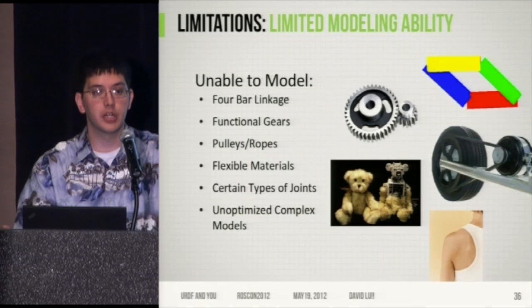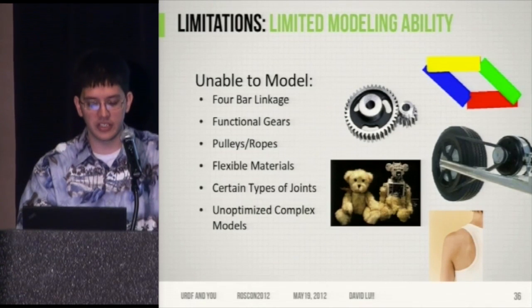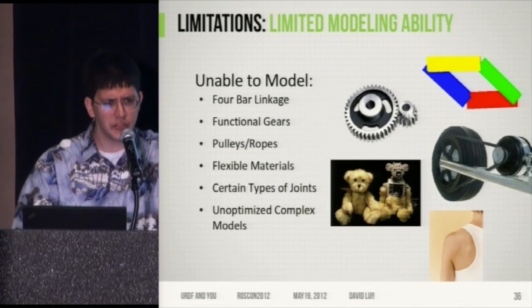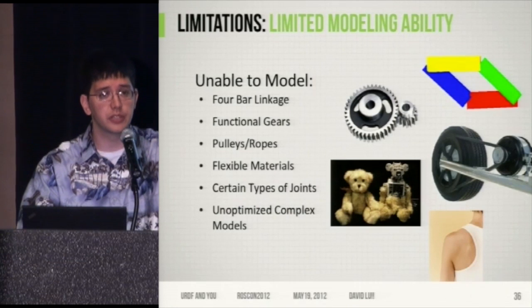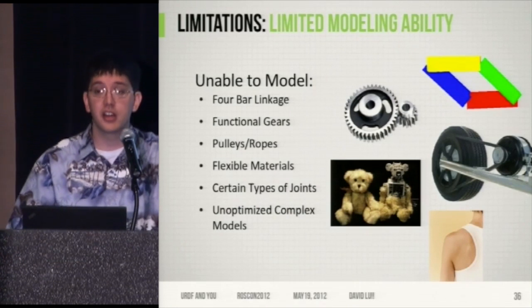It also makes modeling flexible things such as huggable robots or people or whatever a lot more difficult. There are also certain types of joints that you have to do a little bit of extra work to represent.